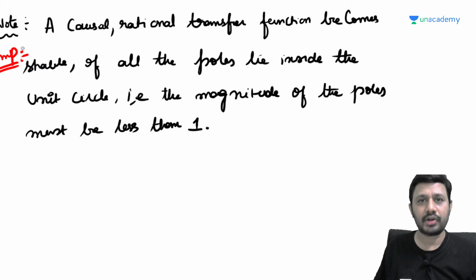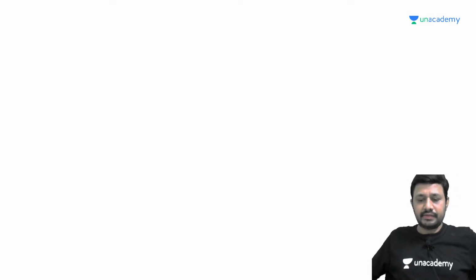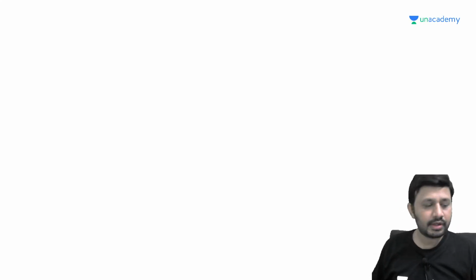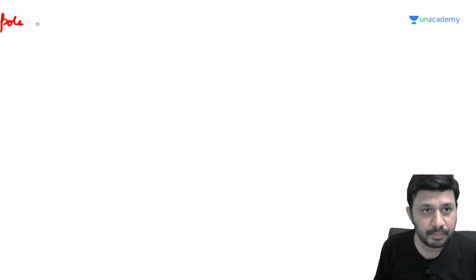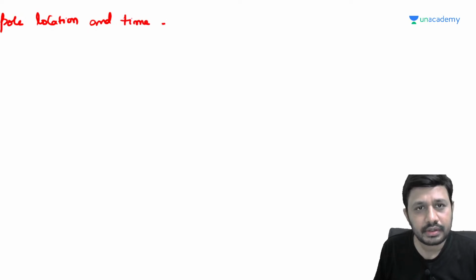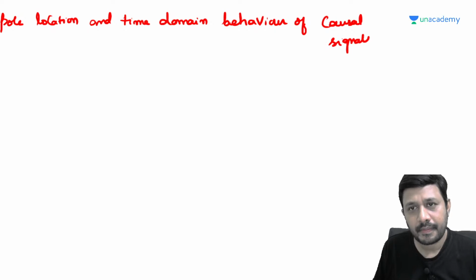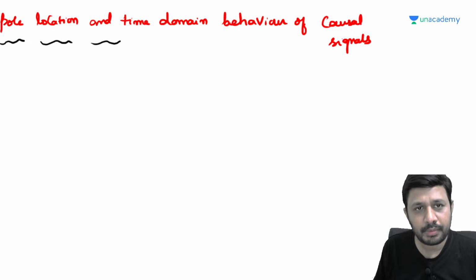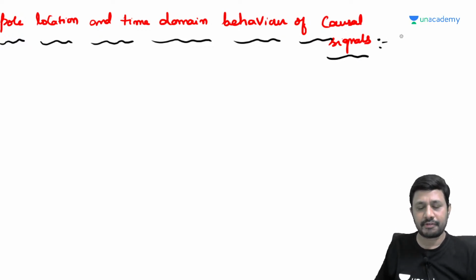So this is the statement we are going to make from this problem. Right. See, after this, let's take one more concept of the transform which is remaining, that is pole location, most probably tomorrow for electrical, and time domain behavior of causal signals. Pole location and time domain behavior of causal signals.